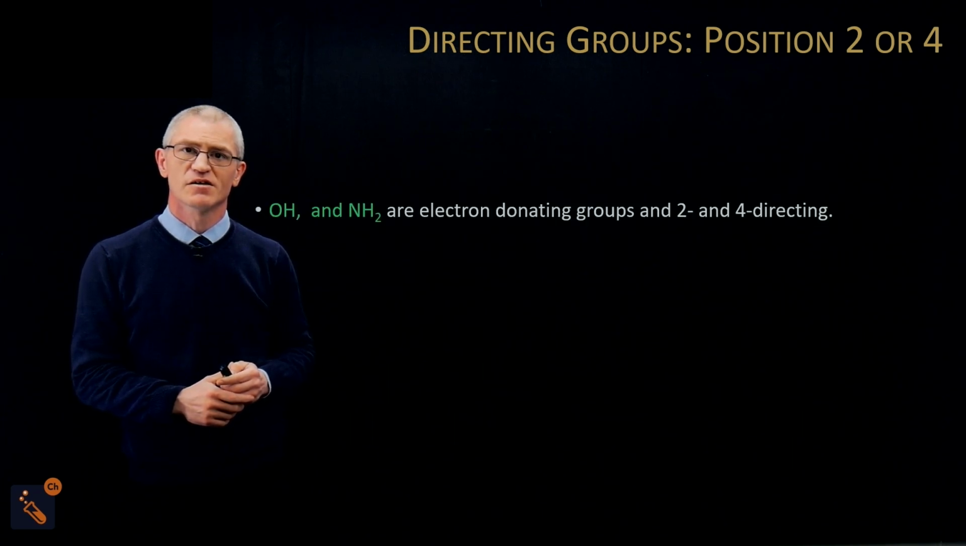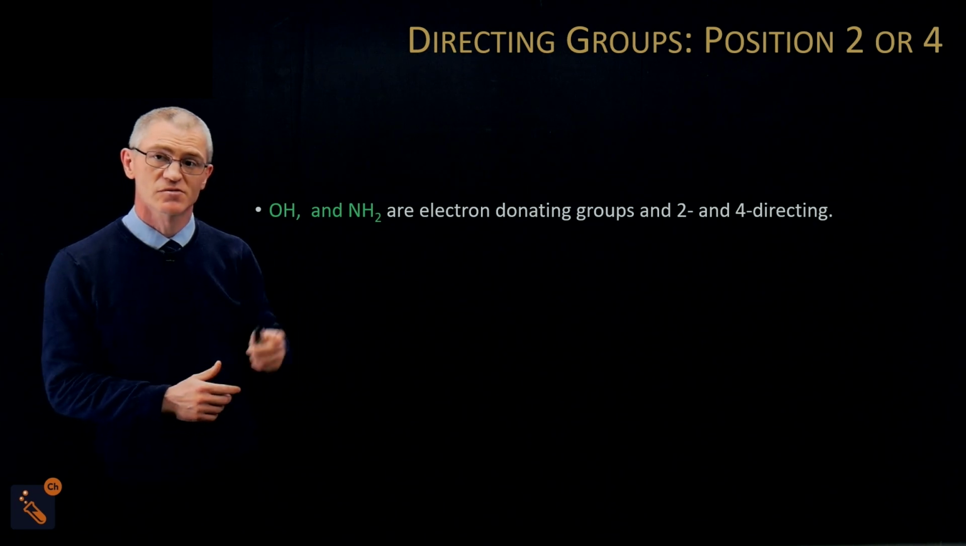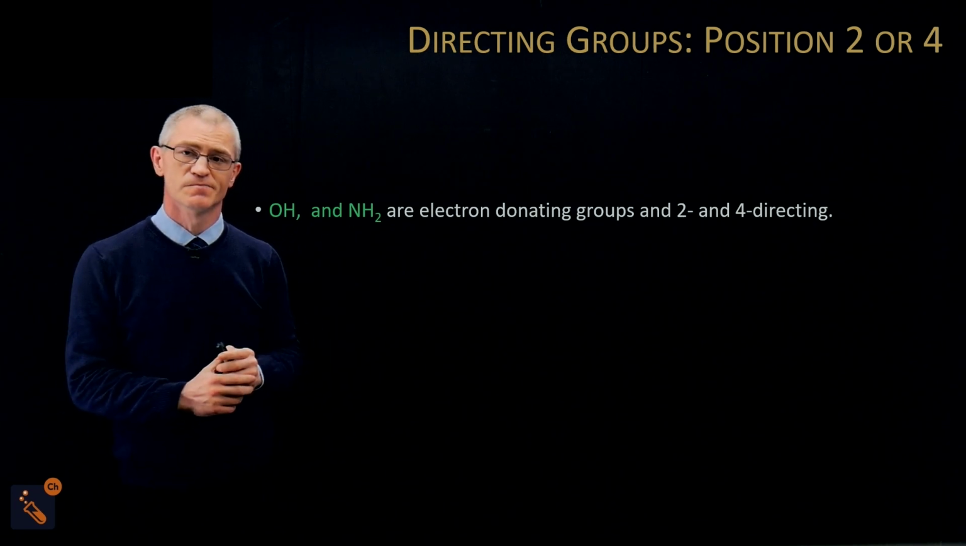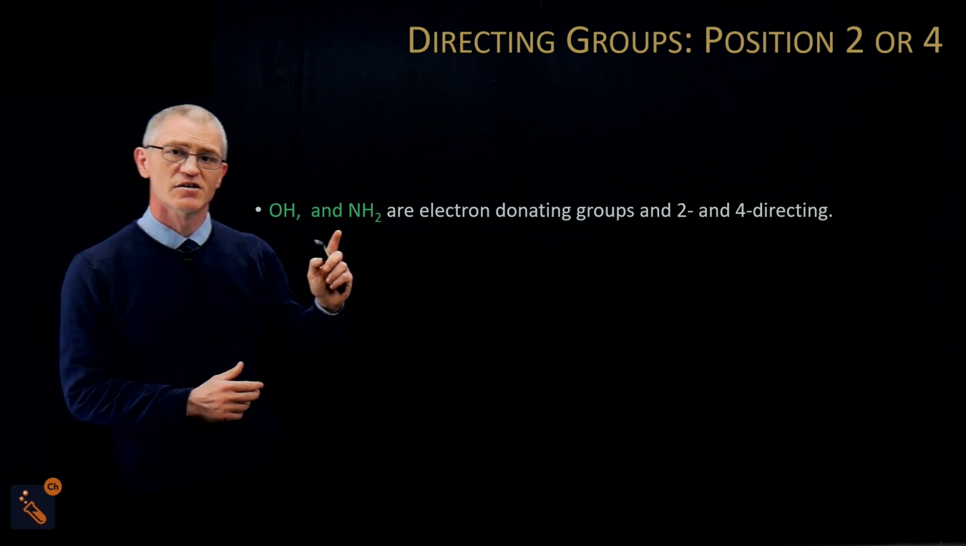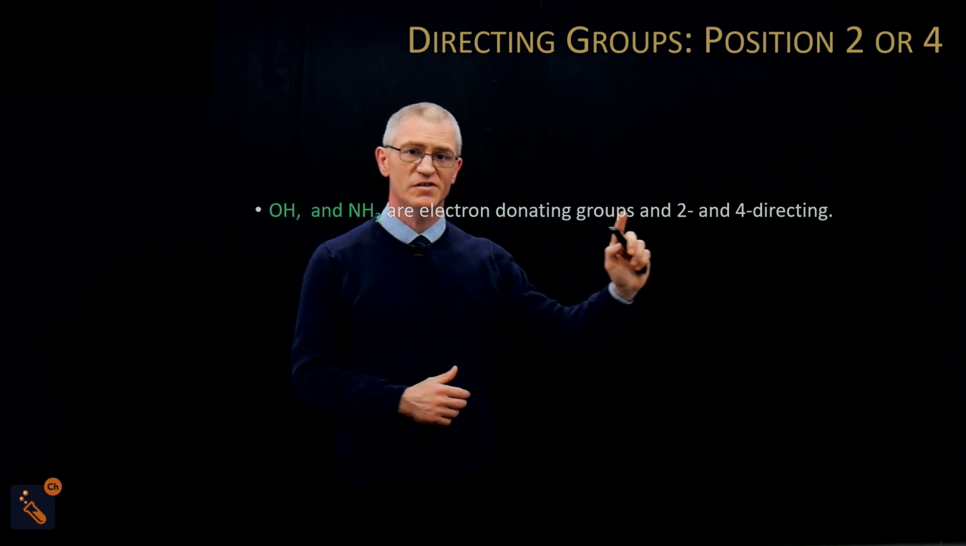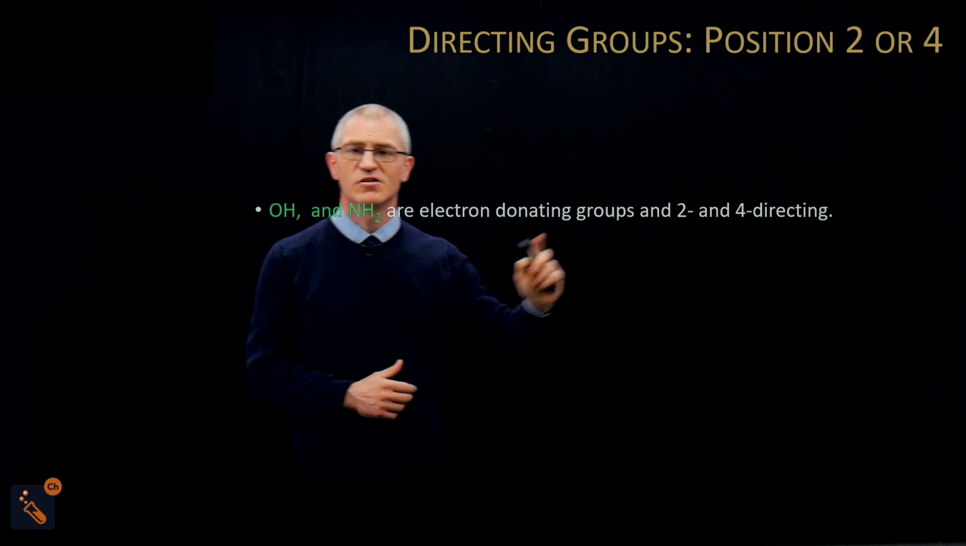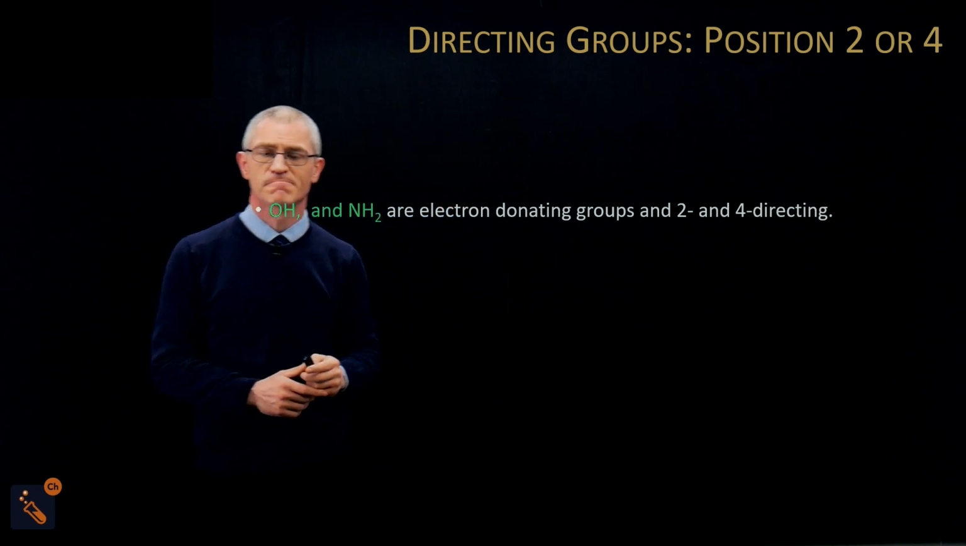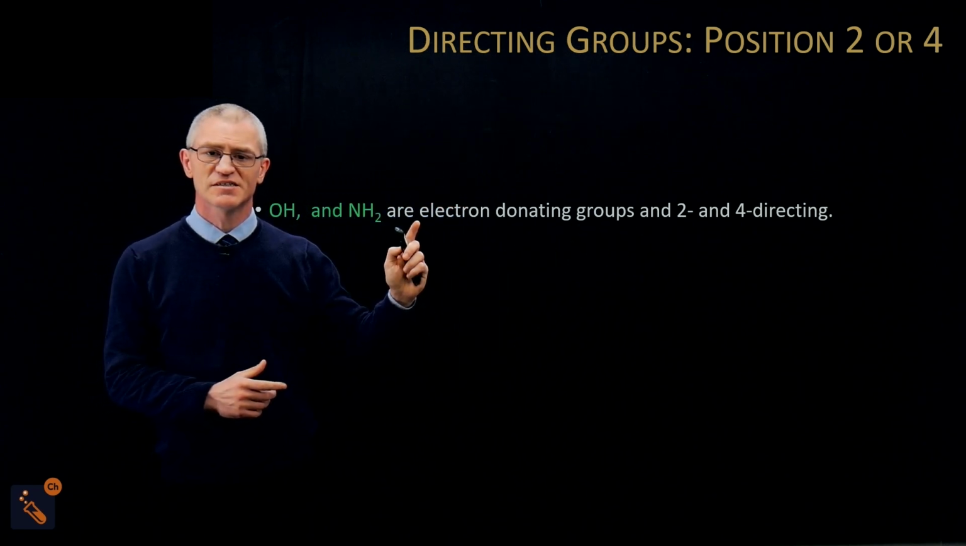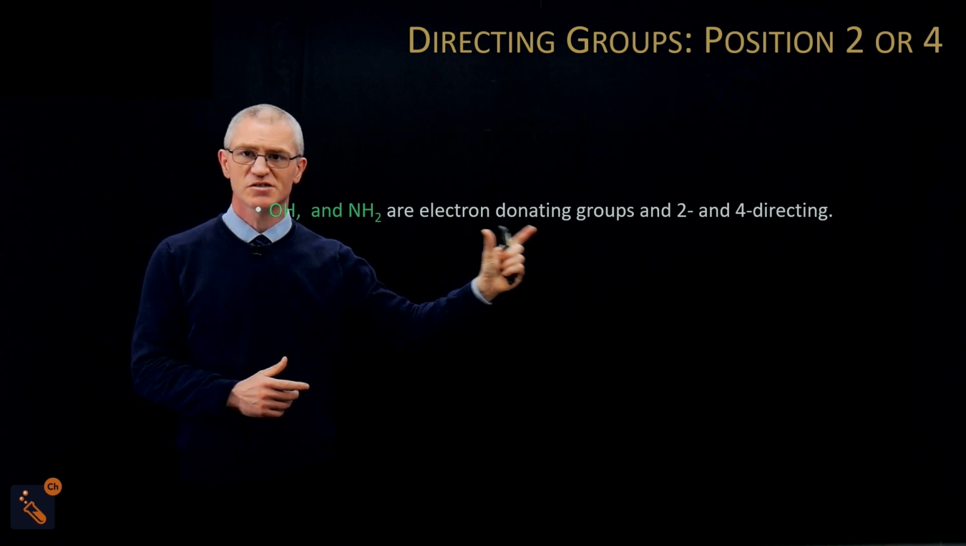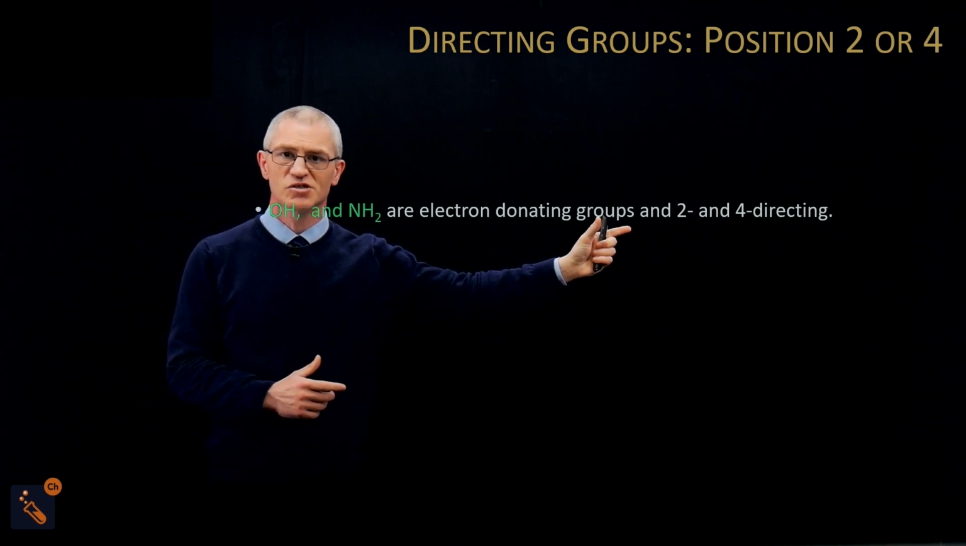So, the first directing groups that you need to know are OH and NH2. And they are 2 or 4 directing, but hopefully you know that because we've done nitration of phenol and it was 2 or 4 directing. And the important thing is they're electron donating. So you must associate electron donating with 2 or 4 directing.